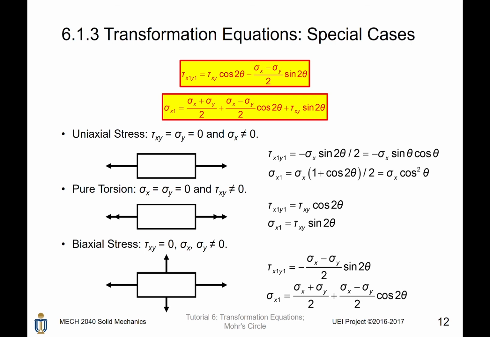Another relatively special case is the biaxial stress. That is, there is no shear stress, and the direct stresses are both non-zero. In this case, we can eliminate those two terms in the formula. Therefore, we can obtain the shear stress on the inclined plane as well as the direct stress in the x1 direction by those two formulas, which are obtained by directly removing those two terms.